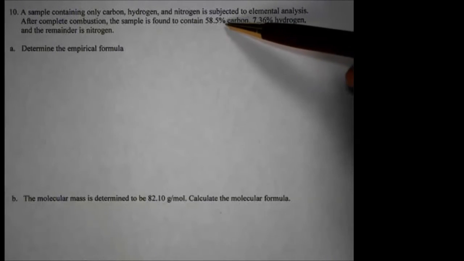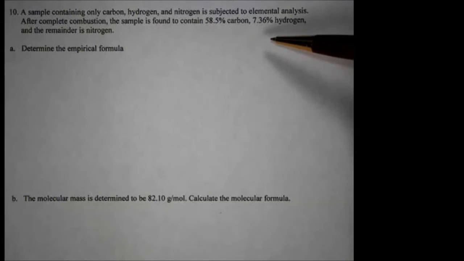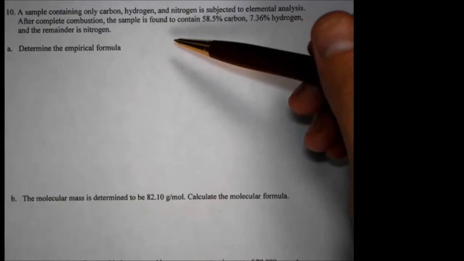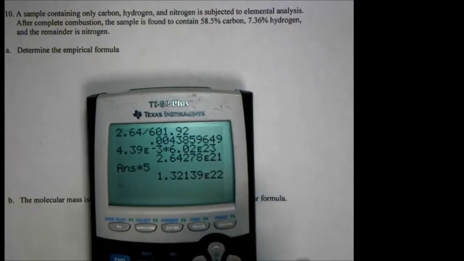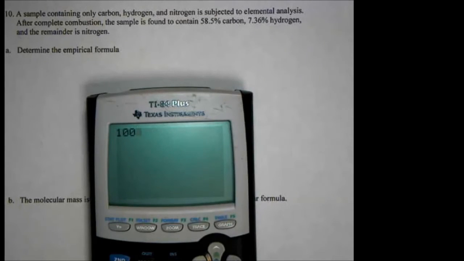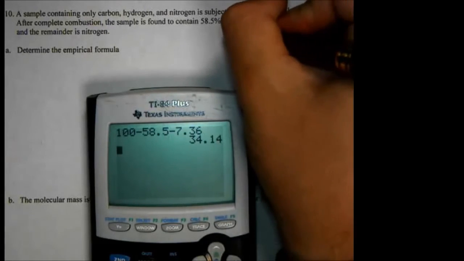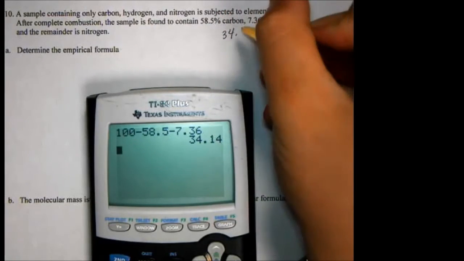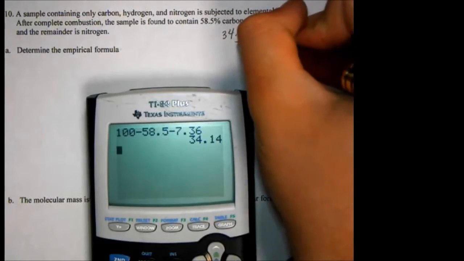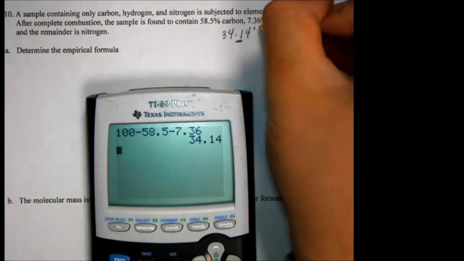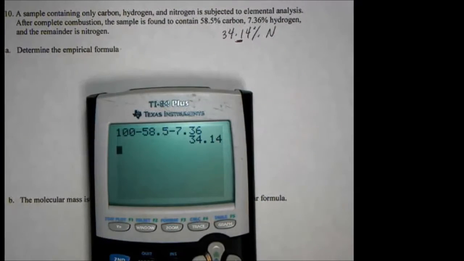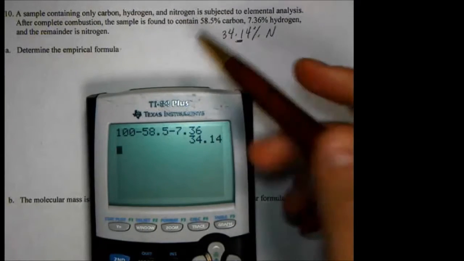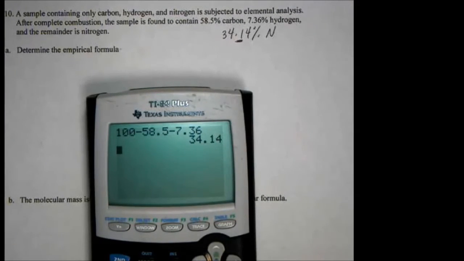So in this case, it gives us the percent of carbon and the percent of hydrogen. So we can automatically figure out, since everything has to add up to 100%, what our percentage of nitrogen is. So in this case, we're just going to take 100 minus 58.5 minus 7.36. So our percent is going to be 34.14, keeping in mind that we have one significant figure there, percent of nitrogen. So that's one thing that you can do right off the bat to make your life a little easier, is just to calculate the percent nitrogen knowing that these have to add up to 100.